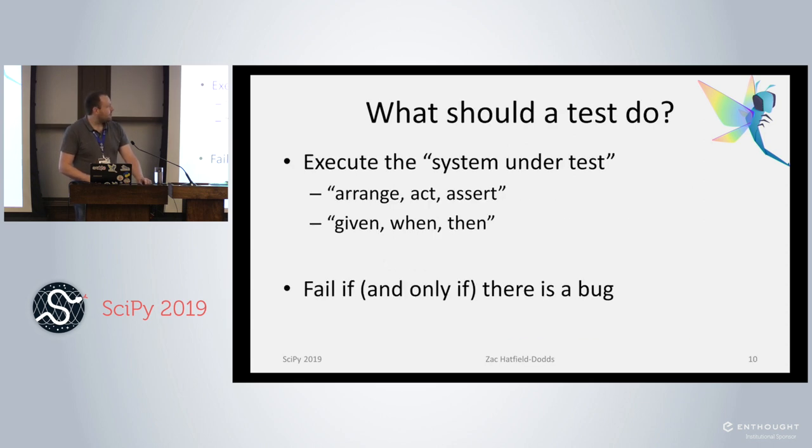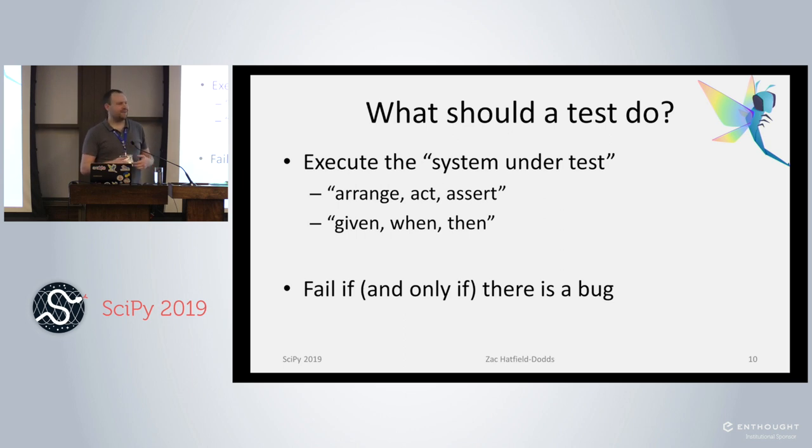A test function: there are lots of different ways of thinking about what a test should do. They have catchy little mnemonics like arrange, act, assert, or given, when, then. But a crucial thing is that a test, ideally, will fail if there is a bug, and it will not fail if there is not a bug. Both of these are ideals.